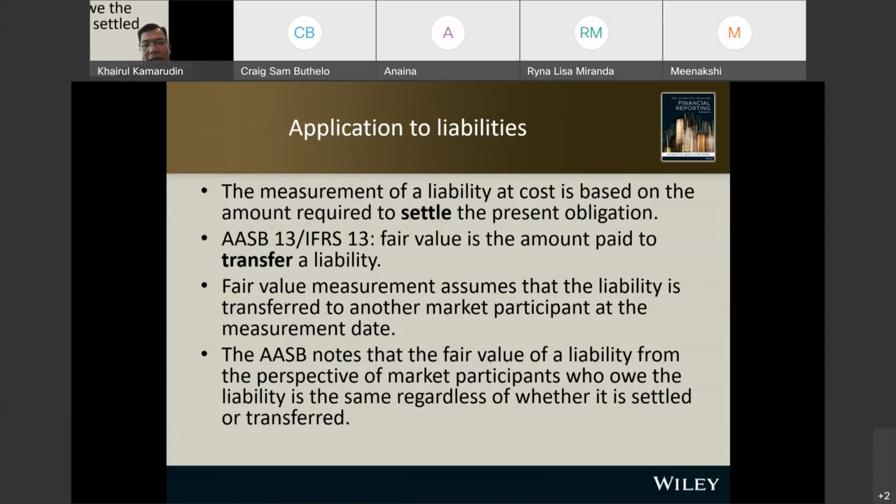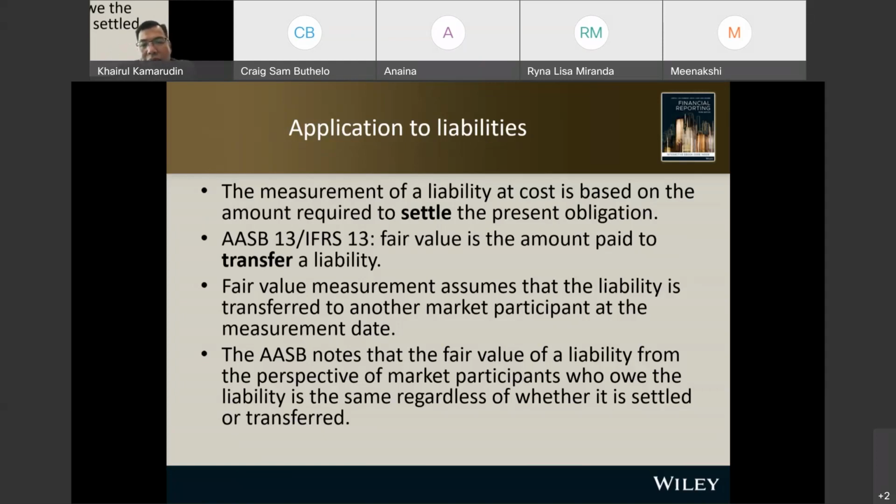So in that case, we're going to use the present obligation. The present means you're going to discount all the future commitment to your year-end date. So the measurement of liability at cost is based on the amount required to settle the present obligation. The fair value is the amount paid to transfer a liability.